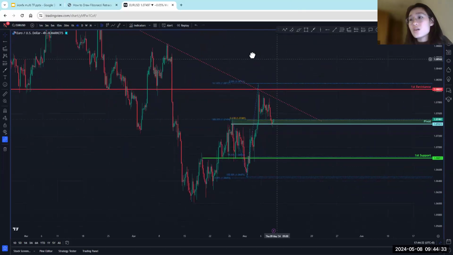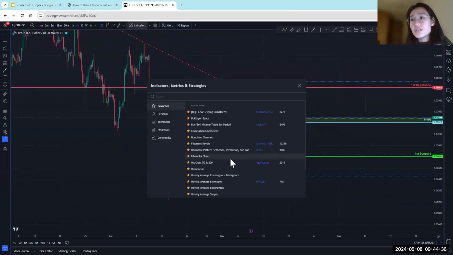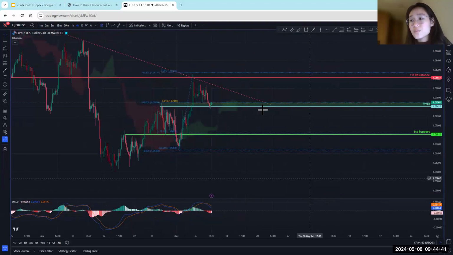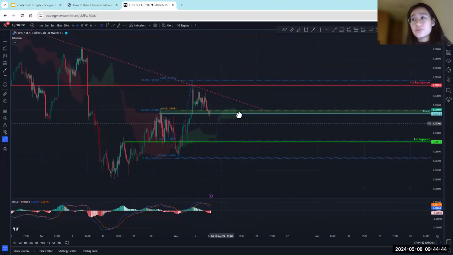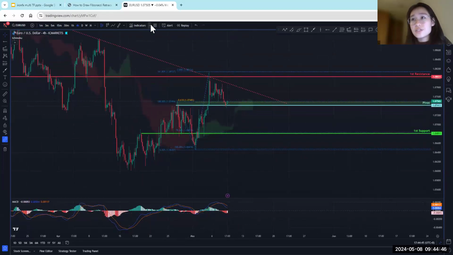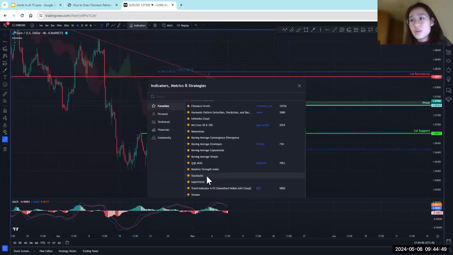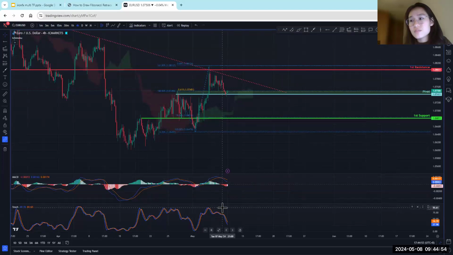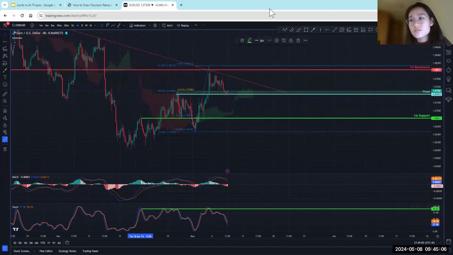Now let's take a look at some indicators. I'm going to look at Ichimoku and MACD. Price is moving above our Ichimoku cloud. MACD is giving us a bearish signal. So I'm going to look at maybe stochastic. Stochastic has what we call a hidden resistance, like what we went through earlier. So this hidden resistance, price is testing.